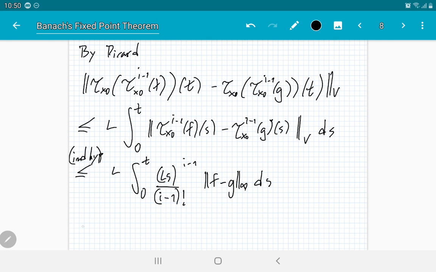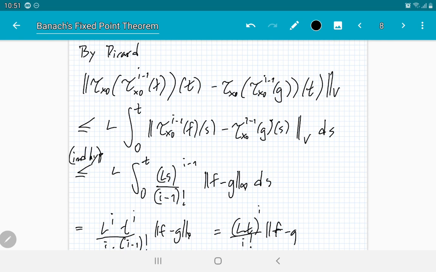And now I just have to integrate. So from here you get L raised to i, and then you get the integral from 0 to t of s raised to i minus 1, which gives you t raised to i divided by i, times the infinity norm of f minus g. And this is simply equal to L t to the i divided by i factorial times the norm of f minus g, which is what we wanted to prove. So we use Picard here and the induction hypothesis here to do what we want to do.